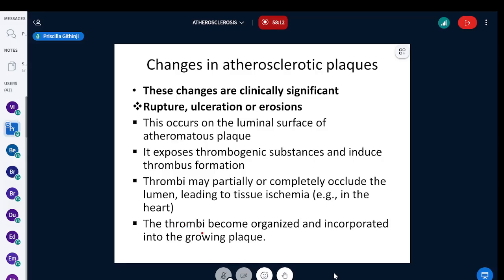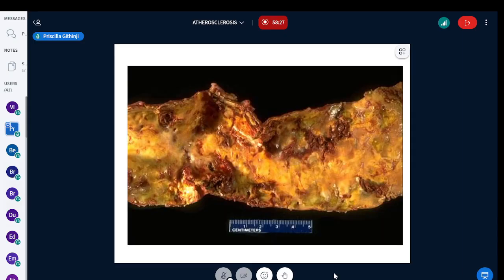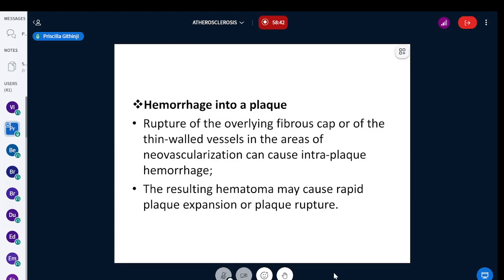These thrombi also become organized, and they can be incorporated into the growing plaque. Of course, your body has a system of absorbing these clots. So this is what we're calling the organization. And this is just an image to show the same, that you have atheromatous plaques that have ruptured, and you have superimposed thrombi on them. But in this case, these thrombi have organized.